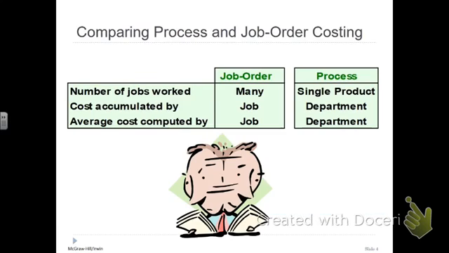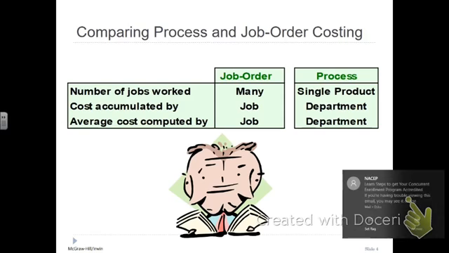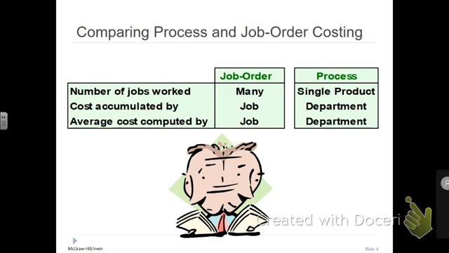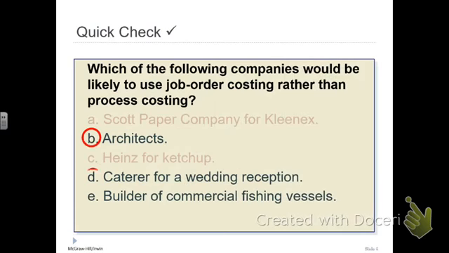So job order costing is where a lot of different jobs are worked and costs are accumulated based upon the job. In process costing, it's a single product and costs are collected based upon the department. So if we're looking at job order costing, what's going to use it?